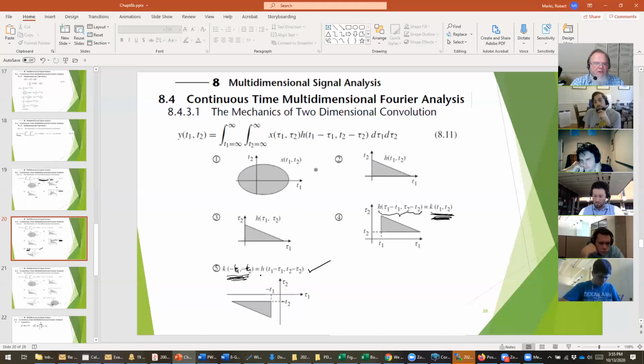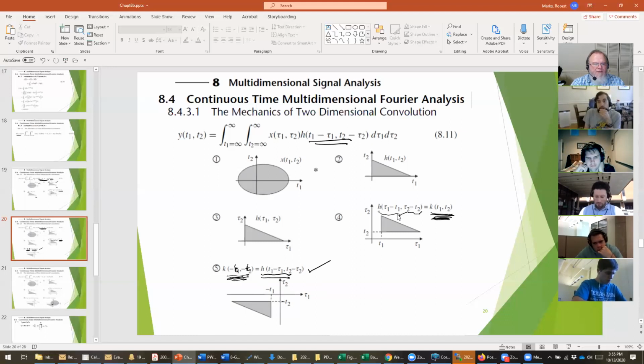And what's my motivation there? My motivation is to duplicate this kernel in the convolution integral. And notice I've done exactly that.